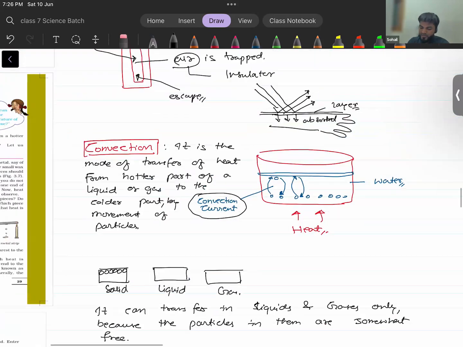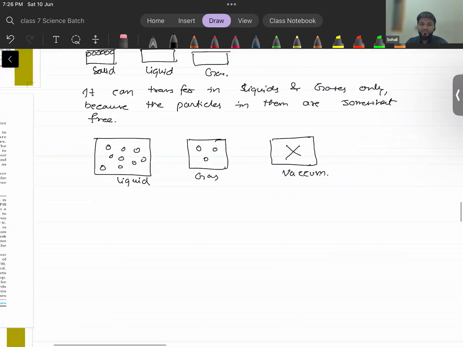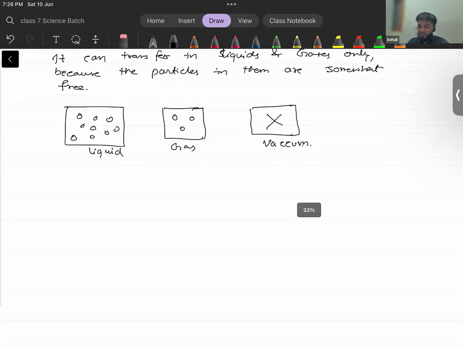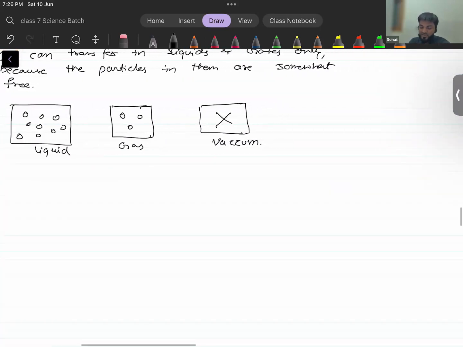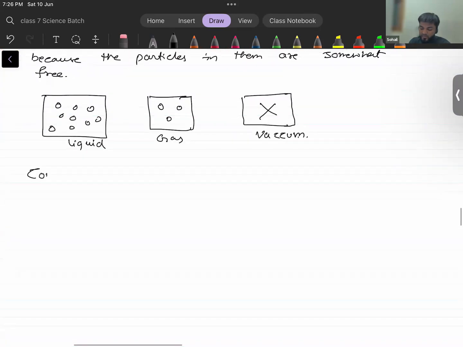Now let's talk about land breeze and sea breeze. Before we discuss that, let's talk about convection in air, which is also left. Is air a good conductor or a bad conductor? Bad conductor. So, air being a bad conductor of heat, will it transfer heat via conduction?